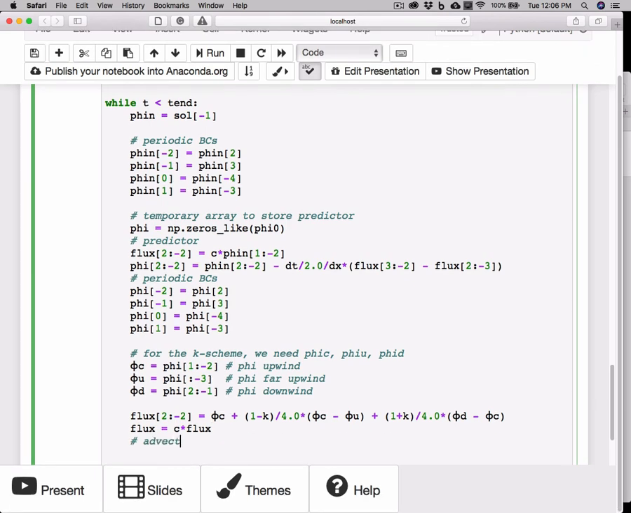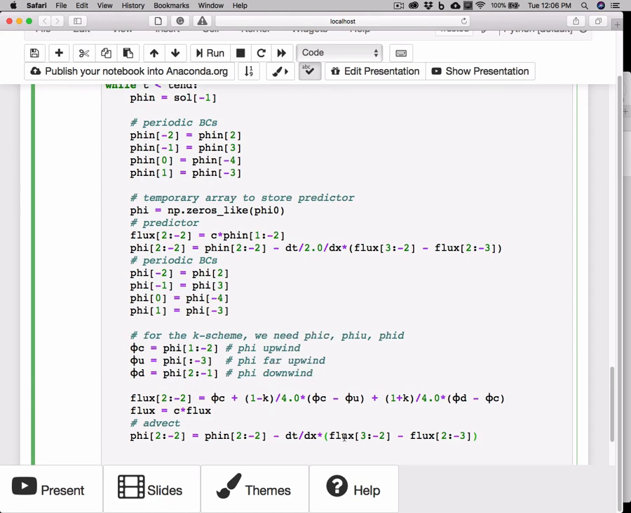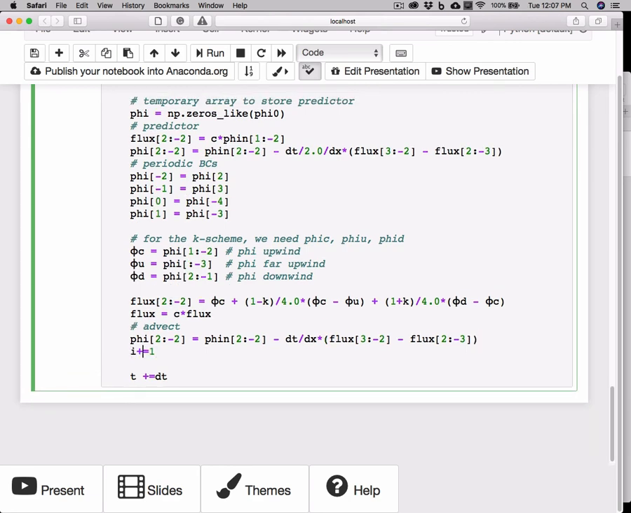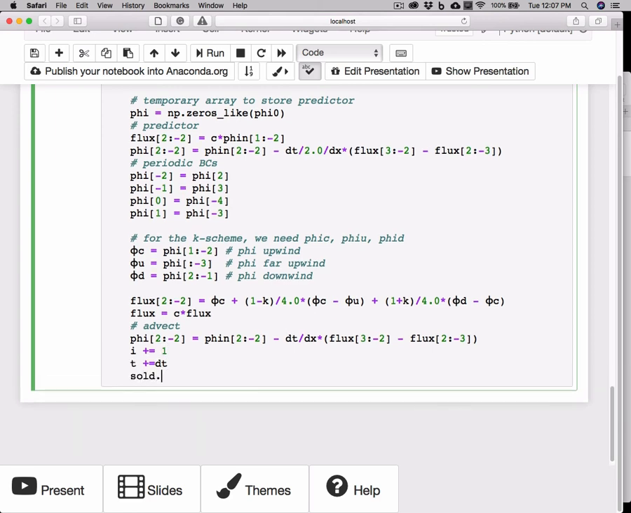Because the flux is velocity times face value. Finally, advect. And now we do the full advection. Phi from 2 to minus 2, that's the interior, is phi n from 2 to minus 2 minus dt by dx. That's just a simple Euler step. And what do we do? We just grab this guy here. It's the same thing, right? It's the difference between the fluxes. But now these fluxes are high order, right? Okay. And then we have t plus dt, and then maybe we add a timer, I plus equal 1. Okay. And solution dot append phi.